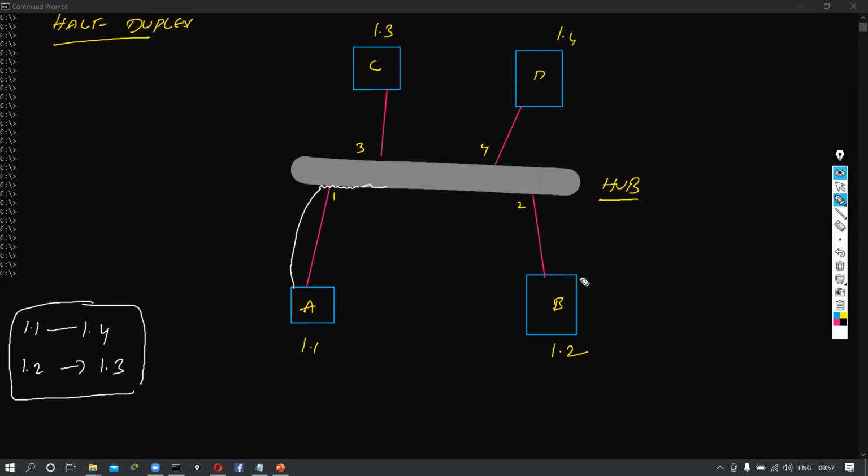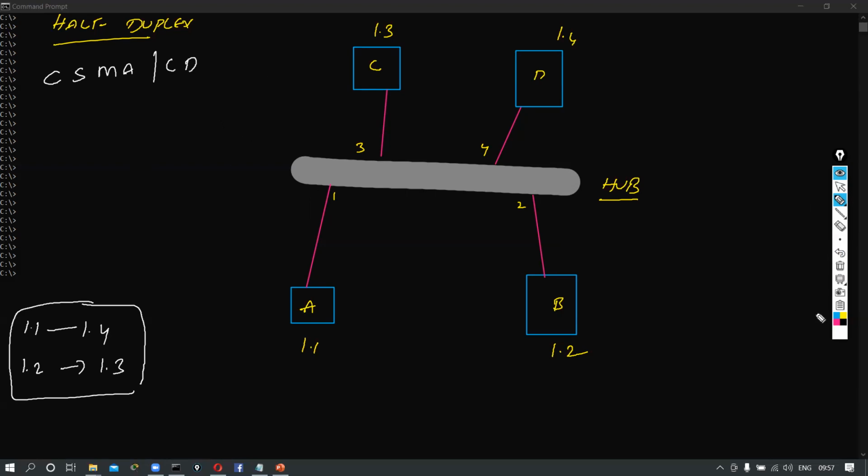It's processing at the same time. 1.2 is also sending now, a packet will come there, and he is also processing. Both are processing. What will happen? To overcome this collision, to minimize these collisions, we have a technology called what? We have CSMA/CD, a protocol. CSMA/CD.